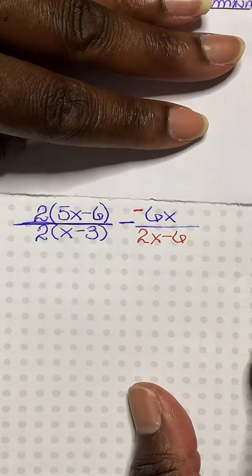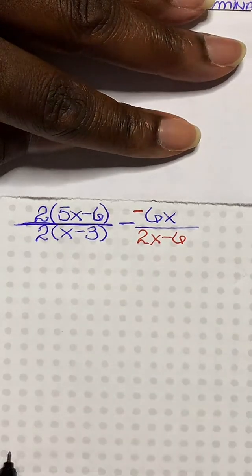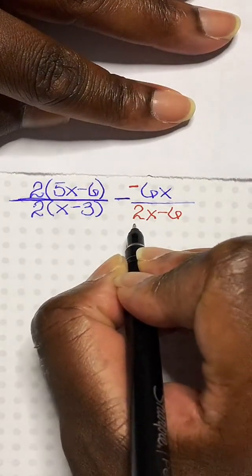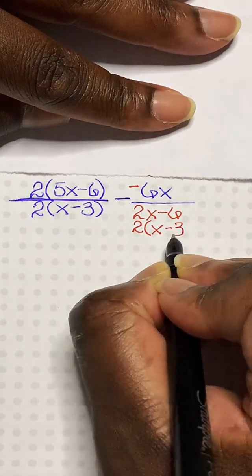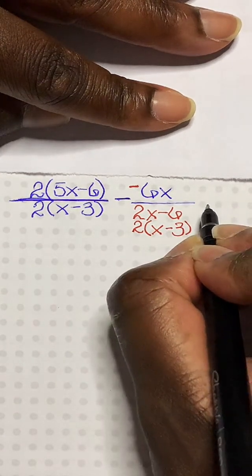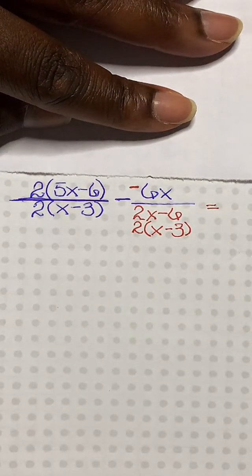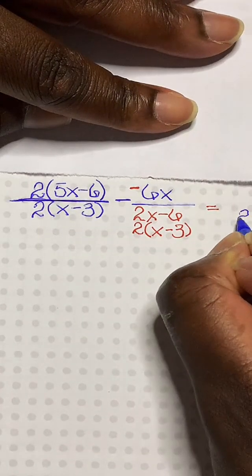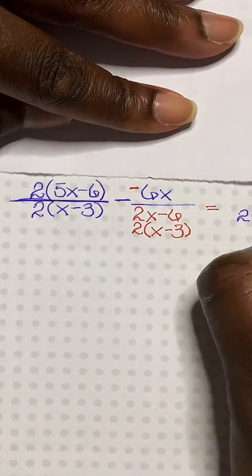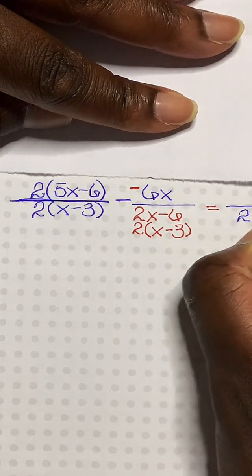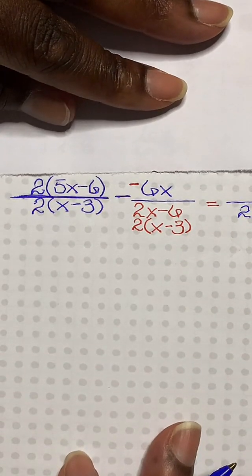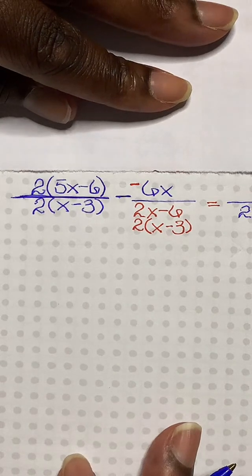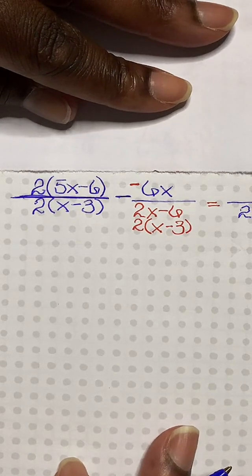All right, so now we basically have a common denominator, but we could factor this out as well. 2 times x minus 3. So they can pair up. So now, what's going on? So we have our common denominator, which is our 2 parentheses x minus 3. But what's going on with the numerator? What's happening with the numerator?